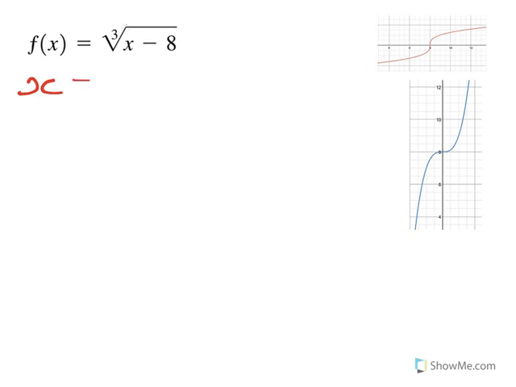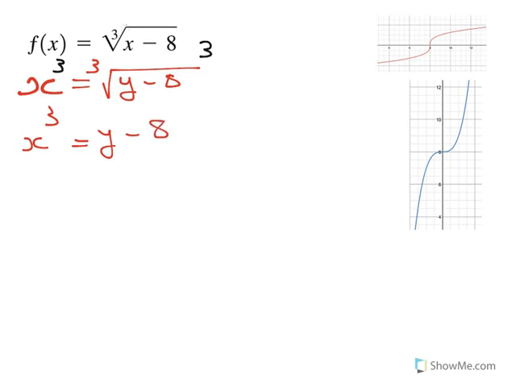And this is equal to the cubic root of y minus 8. So to get rid of the cubic root, I'm going to cube both sides. So this will be power 3, and this will be power 3, and it will yield x power 3 equals y minus 8, because they're going to cancel each other out. And if I want to solve for y, y becomes x power 3 plus 8.